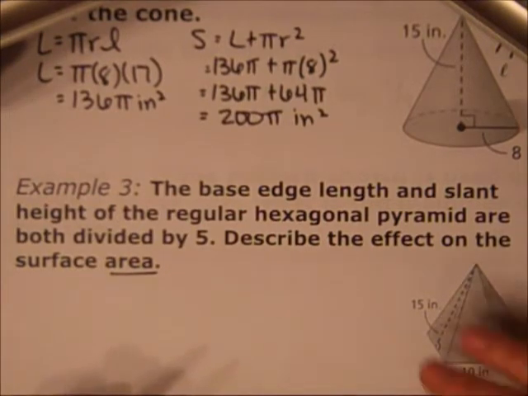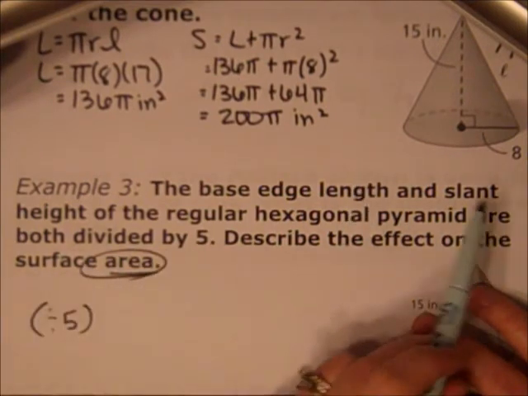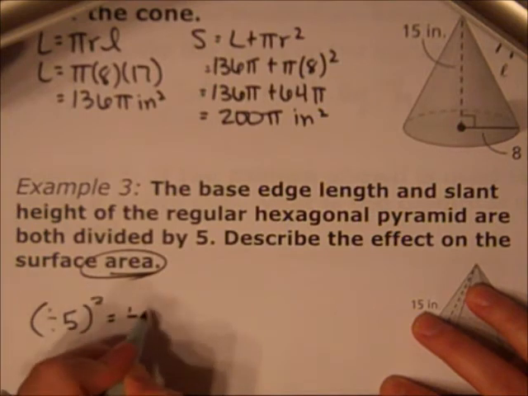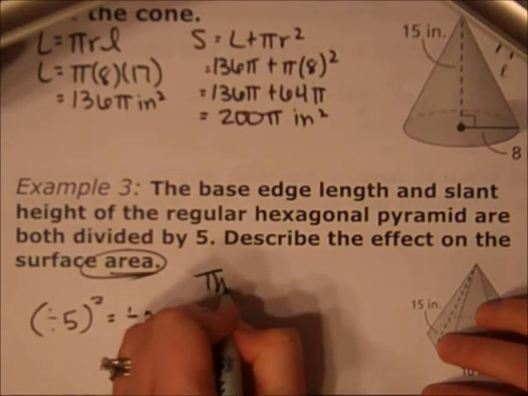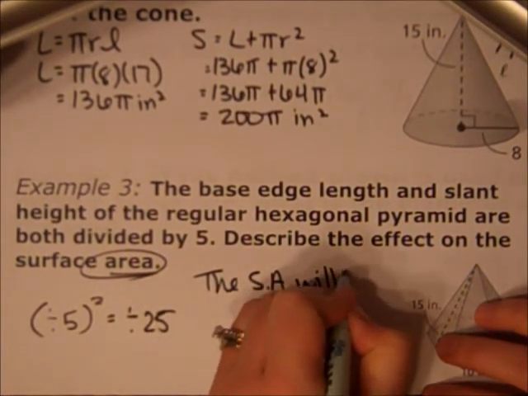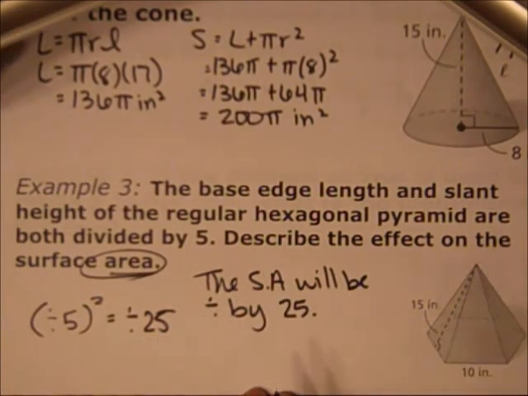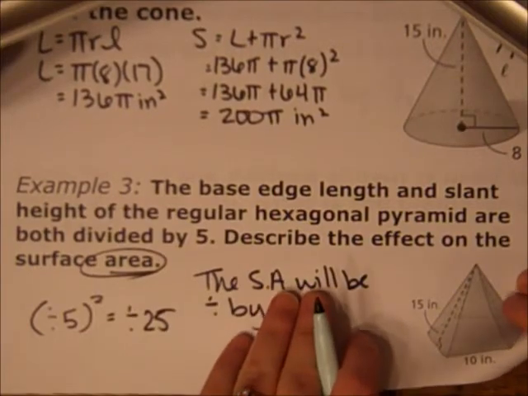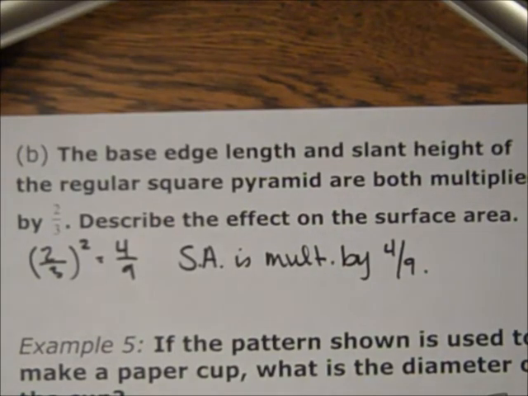So we know our scale factor is to divide by 5. I'm doing surface area and I'm changing both dimensions, so I'm going to square that. So I'm going to divide by 25. So I will say the surface area will be divided by 25. Describe indicates a full sentence, so make sure you're doing that. Okay, try B by yourself. The base edge length and the slant height of a square pyramid are multiplied by 2/3. Same story, they change both dimensions, so 2/3 squared is 4/9.